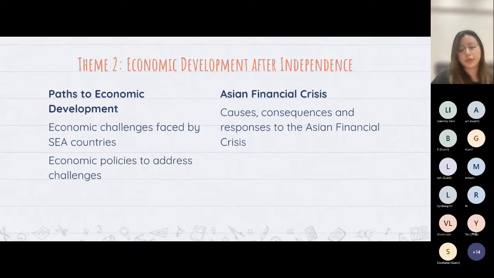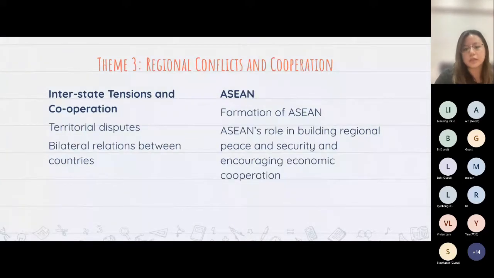Okay, so now we have theme three. So basically, this theme is the theme for source-based questions. So the previous two themes were the essay topics. So regional conflicts and cooperation will be tested for the source-based question.